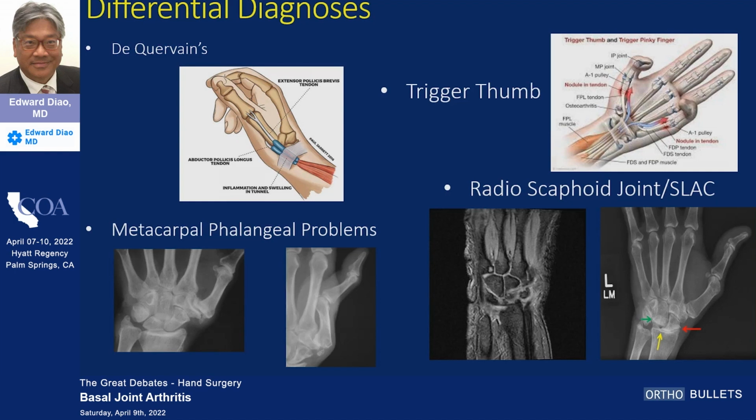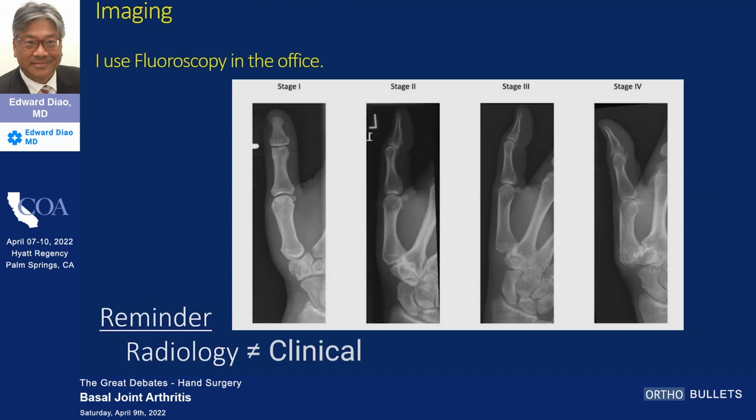If you're looking at the basal joint, you also need to consider the metacarpophalangeal joint because some of these people have compensatory hyperextension, which you may need to address if you're treating them surgically. And wrist arthritis, such as a case that Prosper showed you earlier, radioscaphoid joint or slack wrist, that obviously can generate pain in the same general region. I think imaging is important, but you need to put that in context.